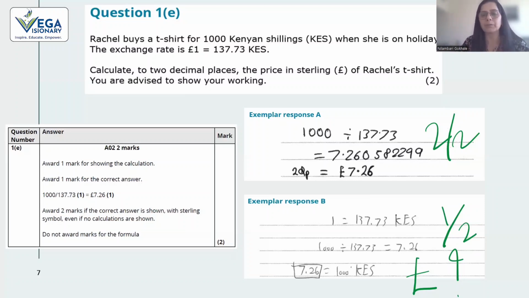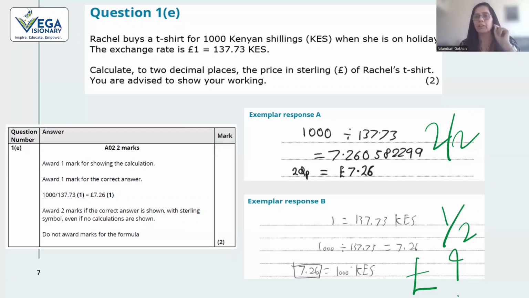Now, if you see the exemplar response A, as per the marking scheme, the student has clearly done that, and the answer is correct with the sign of pound. And that's why the student is awarded both the marks. While the exemplar response B has done the correct working, and the answer is right, but still gets only 1 mark because the pound sterling notation is not given. And the marking scheme very clearly says with sterling symbol, even if no calculation is shown, the mark can be given. But if there is no symbol of sterling pound, 1 mark should be cut.